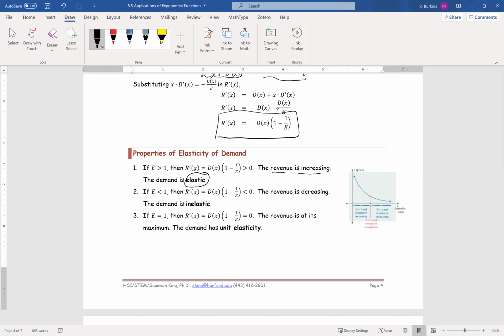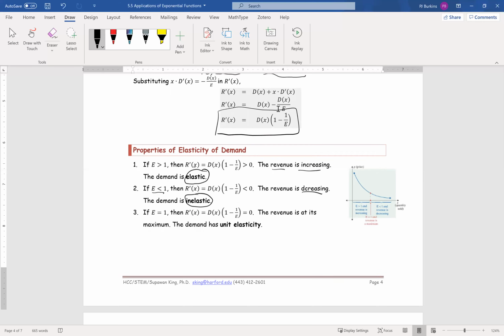We can also have a situation where E is less than 1. And if that's the case, then this number in here becomes negative. Right, so if we said maybe let E equal 1/2, for instance, 1 divided by a half is 2, and then 1 minus 2 would give you -1 in there. So that would make the whole value of R prime negative. And we know if the derivative is negative, it's then decreasing. And we can also call this inelastic.